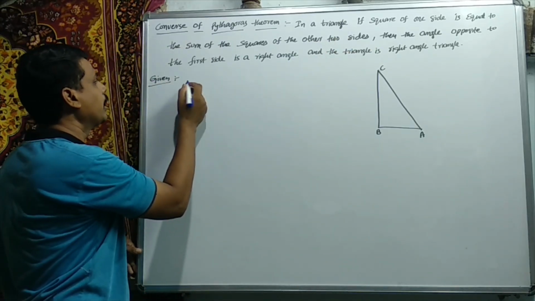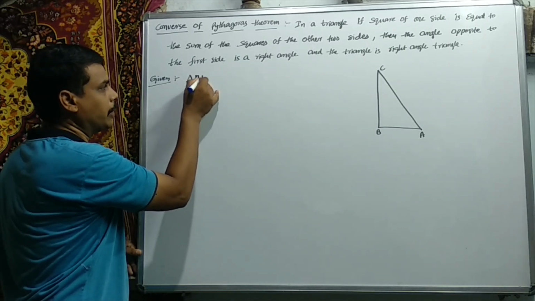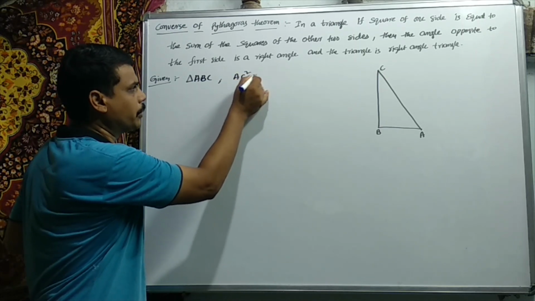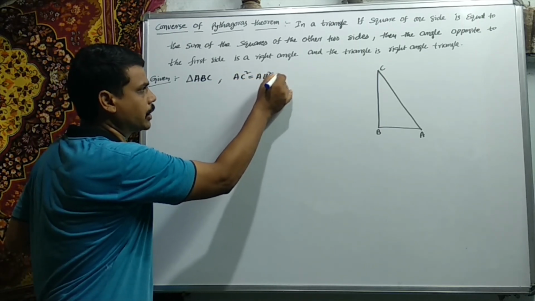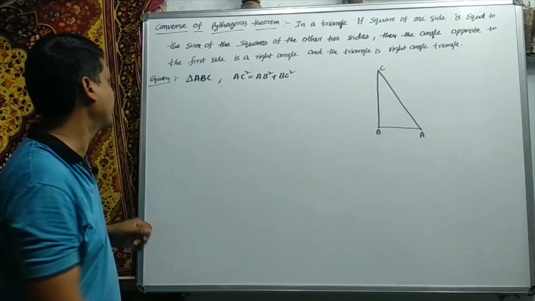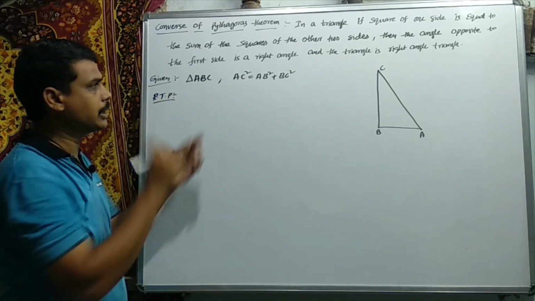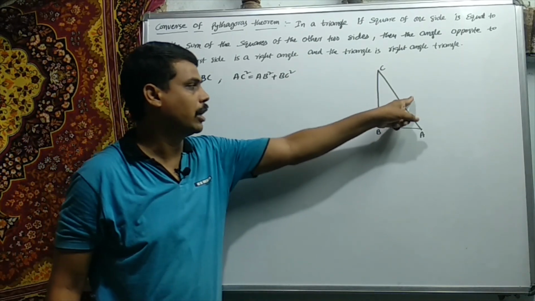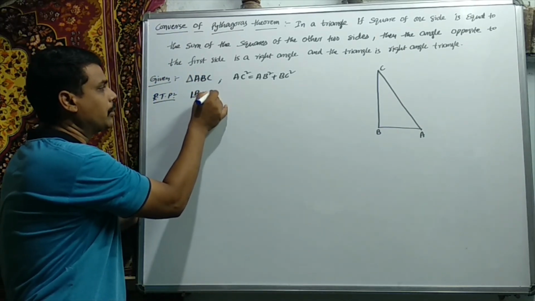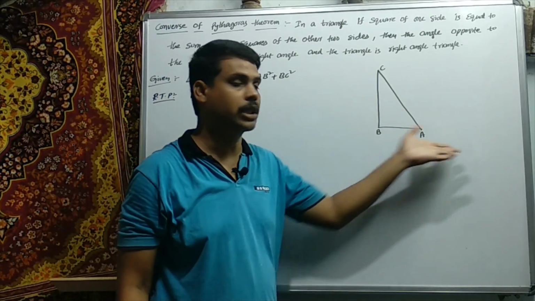So in triangle ABC, they have given AC square is equal to AB square plus BC square. Now what you have to prove is that the first side is AC, and the angle opposite to AC is the right angle. You have to say that angle B equal to 90 degrees. Now you have to prove this one, you have a construction.